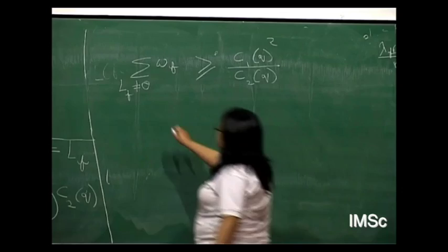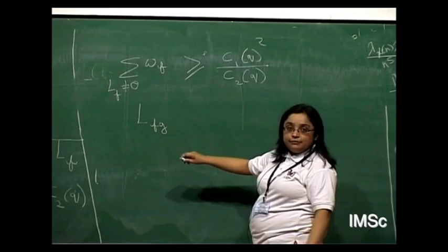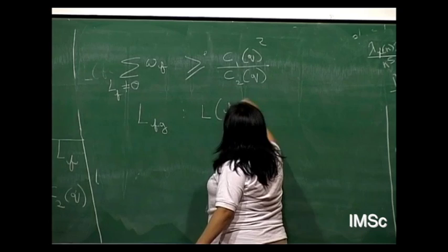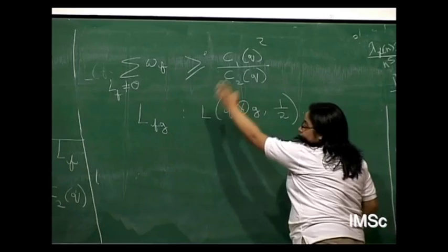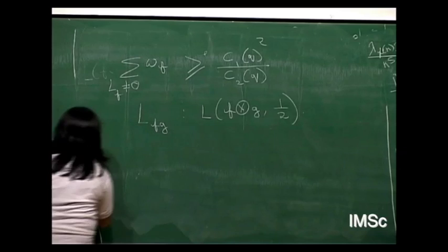Okay, so let us define L sub f of g to be equal to the value of the Rankin-Selberg function at a half, okay? And we do exactly the same thing, okay? So what are the quantities that we need to estimate? Let's give them names.